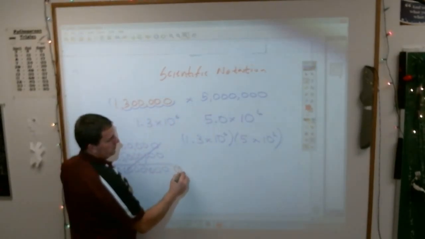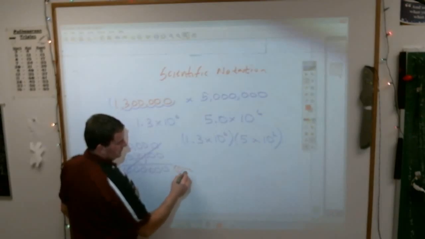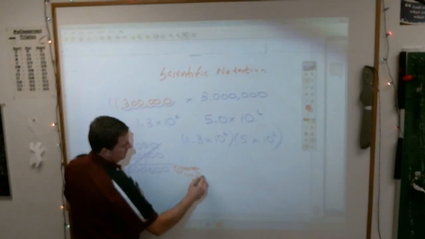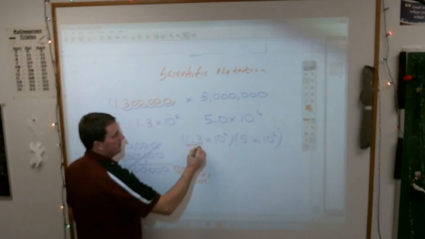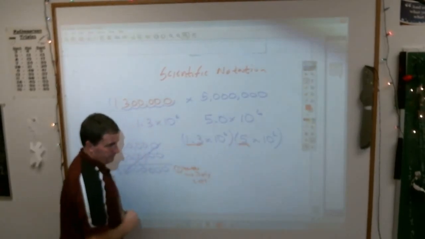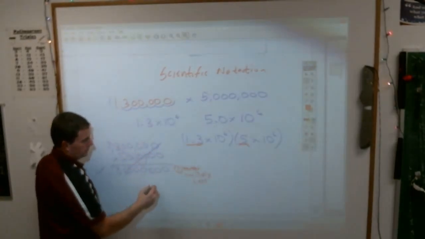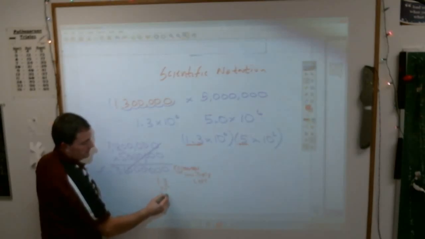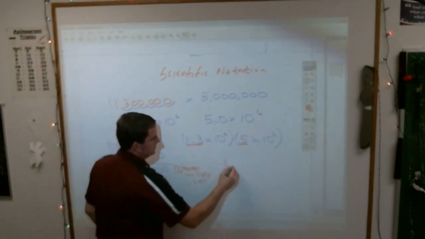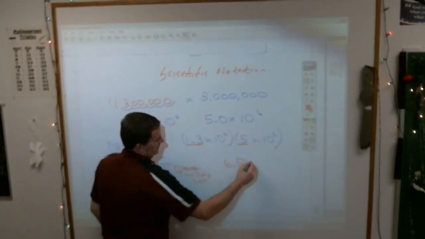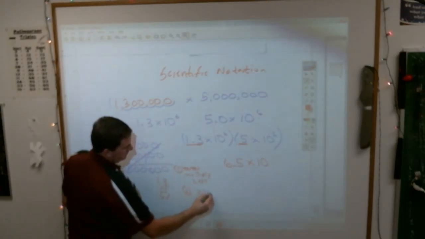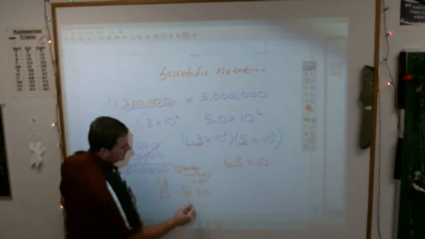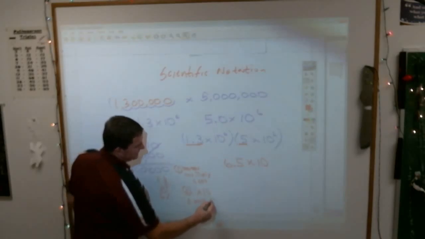Step number 1 is you multiply the left sides. In other words, I multiply 1.3 times 5. You might have to do that to the side if you can't do it in your head, but it is 6.5. Correct? You write down the times 10. And then step 3 is you multiply the right sides.